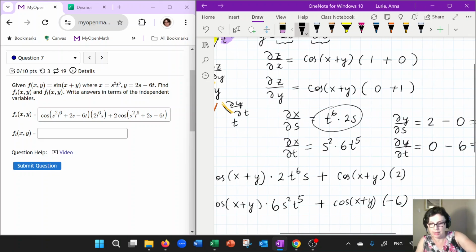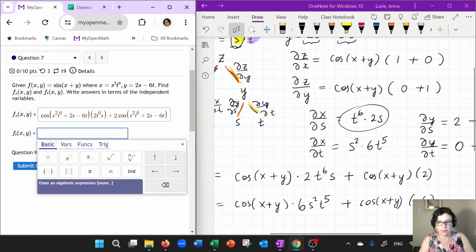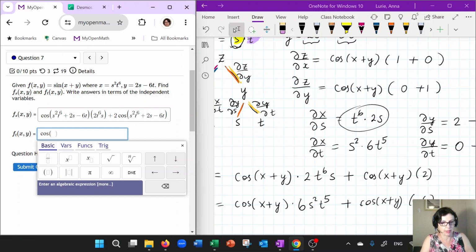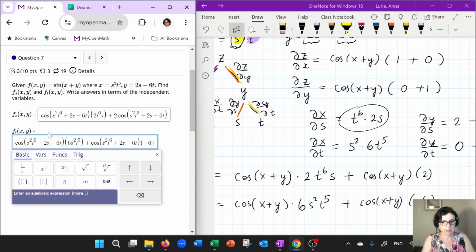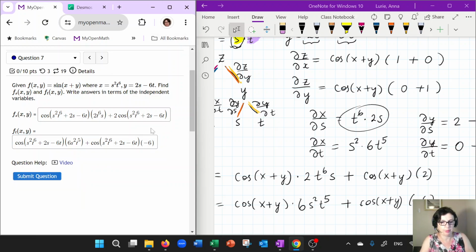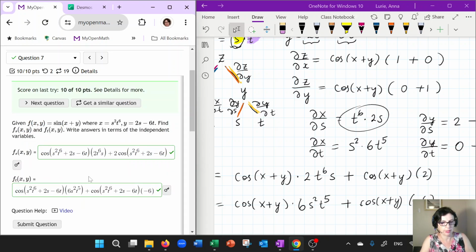So I think I am done here, but again, instead of x and y, I have to plug in what they are. So I'll get the same thing. Okay, and then multiply that by 6s squared t to the 5. Again, a plus, the same cosine. We could probably factor it out, but I'm not sure that that's necessary. Unless we have to simplify, we do not have to do anything else here, and we're done.